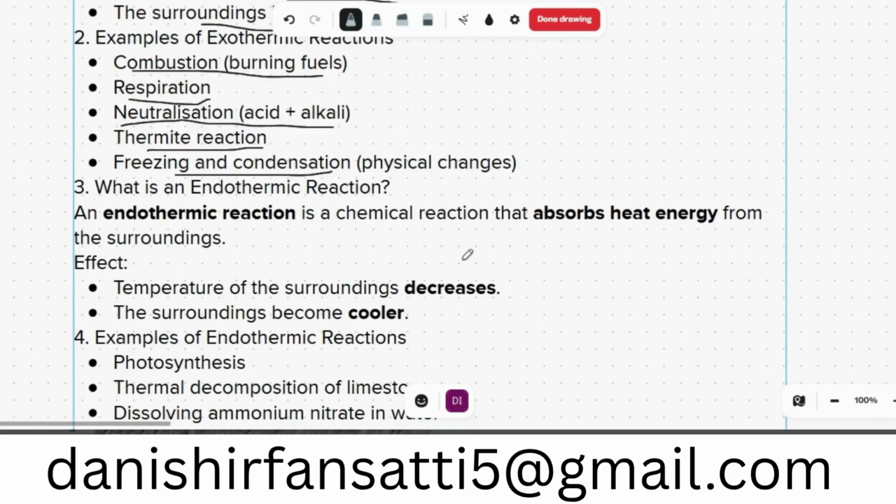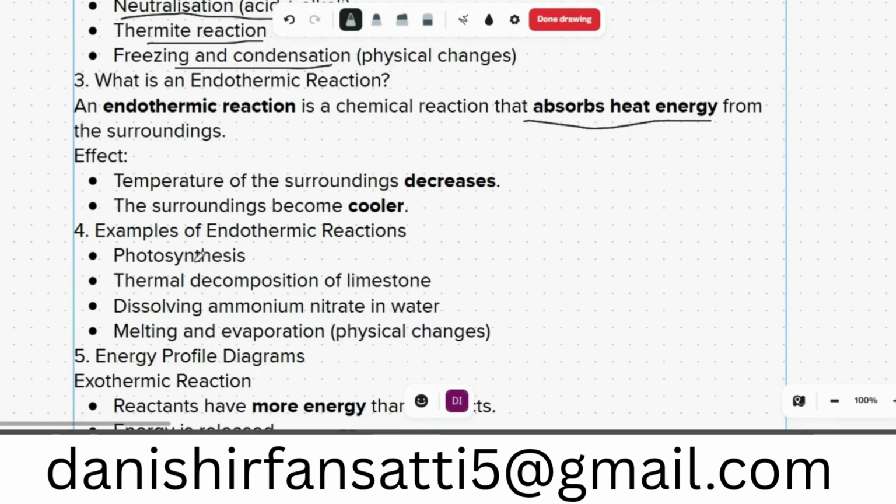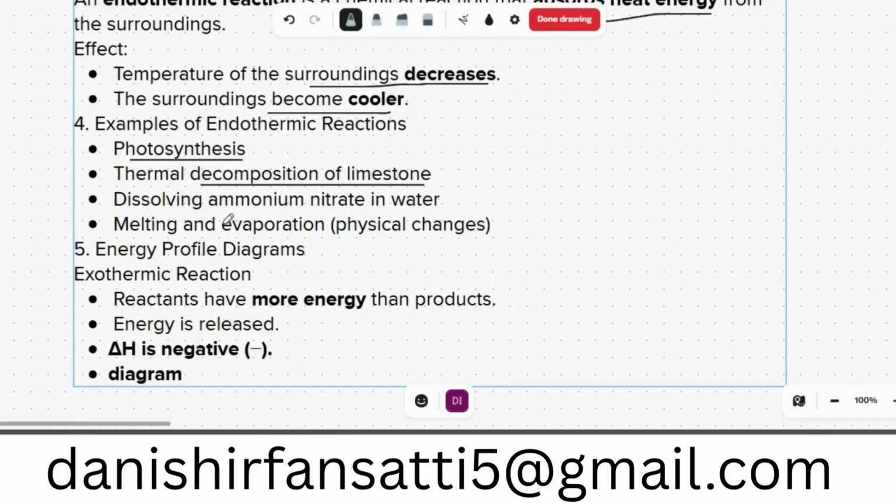Endothermic reaction. Endothermic is the opposite of exothermic. Exothermic releases energy whereas endothermic absorbs energy from the surroundings. The temperature of the surroundings will decrease and the surroundings become cooler. An example is photosynthesis in plants. You can feel the temperature decreasing. Thermal decomposition of limestone, and dissolving ammonium nitrate in water are also endothermic reactions. Melting and evaporation: when there is evaporation you feel colder.